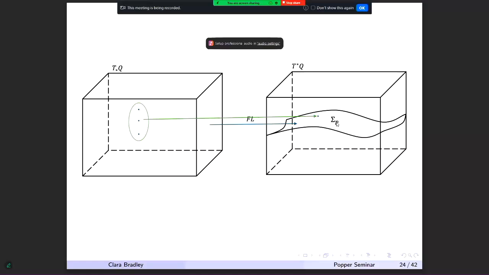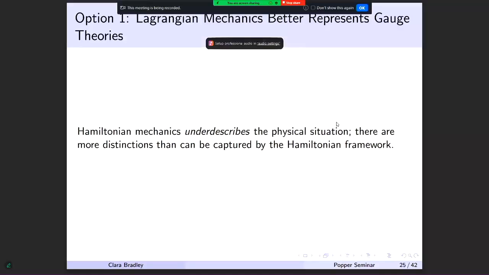So all we're asking is, what should we think about this many-to-one relationship? And there are some views one could take. The first option would be to say, well, the naive picture is that Hamiltonian mechanics is under-describing the physical situation in the sense that there are more distinctions than can be captured by the Hamiltonian framework. Naively, our Lagrangian theory says that there are lots of different velocities this particle can have, where the Hamiltonian one says there's only one momentum that we can have.